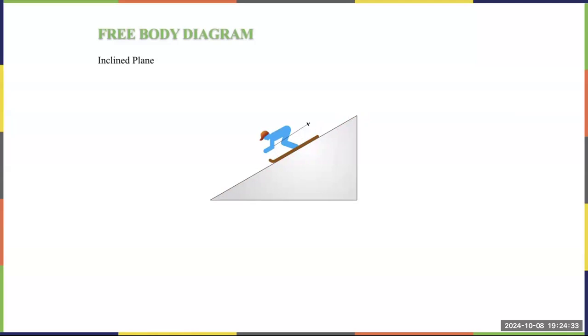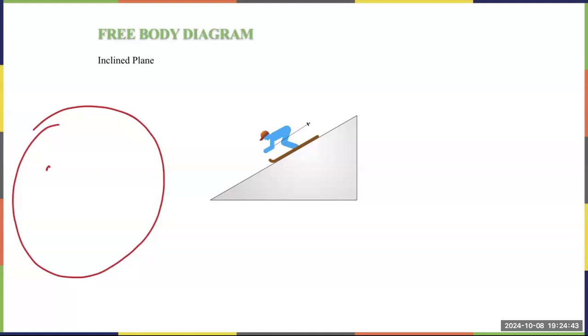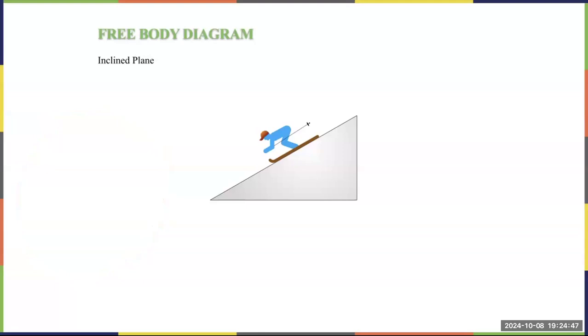The force due to gravity is always vertically downward towards the center of the earth. Again, this little hill compared to this big earth is like a small speck, like nothing, right? So everything acting on this object, the force due to gravity is always acting toward the center of the earth, which is vertically downward. Okay.